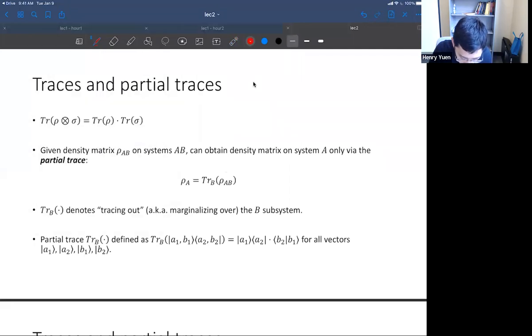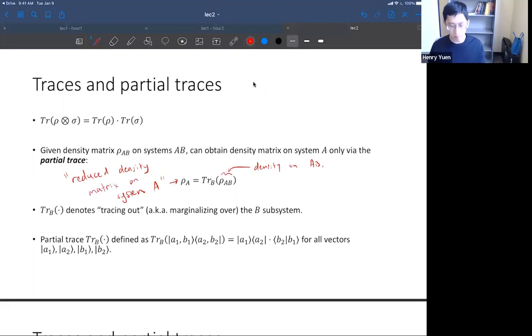You take the density matrix on AB, you apply some linear map called the partial trace, and then you get another density matrix on a smaller system, the reduced density matrix on system A. In terms of dimensions, rho A is only going to have dimensions that correspond to the dimensionality of system A, whereas rho AB is a density matrix that's bigger.